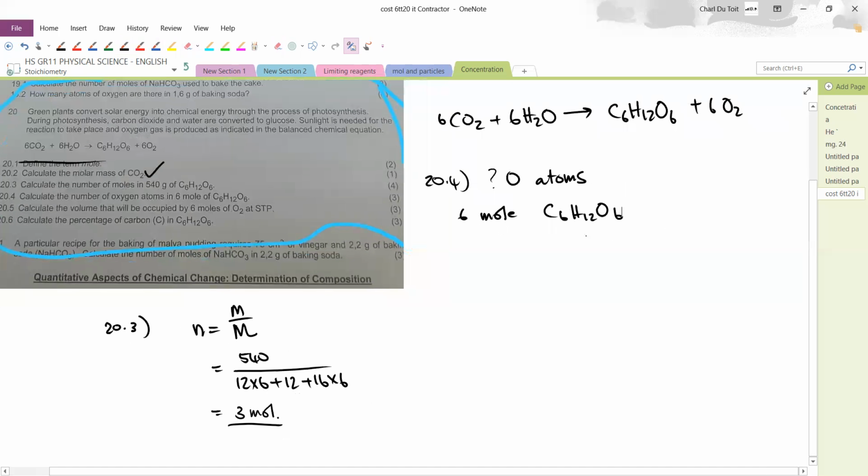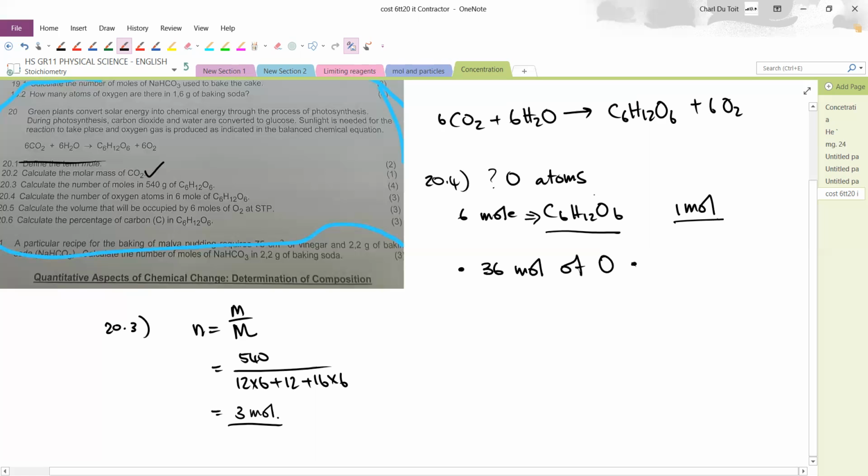Okay, let's look at this. If we have 1 mole of glucose, then we have 6 moles of carbon, 12 moles of hydrogen, and 6 moles of oxygen. Do you understand that? So in 6 moles, I have 36 mole of oxygen, 6 times more. In 1 mole, there's 6. In 2 moles, there's 12. In 6 moles, there's 36 mole.